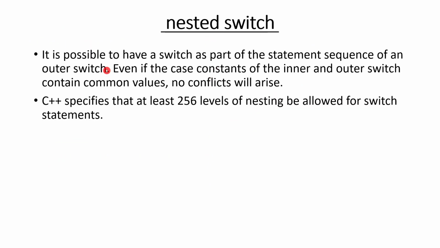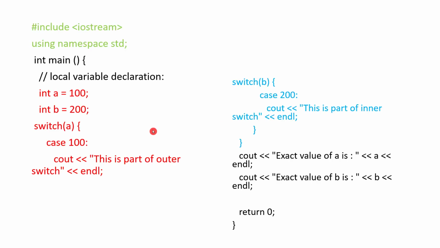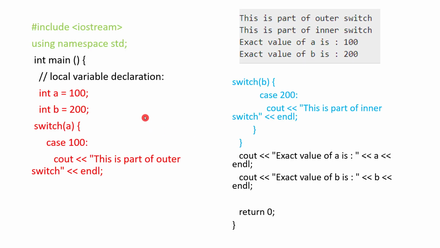This one is the nested switch. It is possible to have a switch as a part of the statement sequence of an outer switch, even if the case constants of the inner and outer switch contain common values. No conflicts will arise in this case. C++ specifies that at least 256 levels of nesting be allowed for switch statements. You will see this program. It's basically on the nested switch.